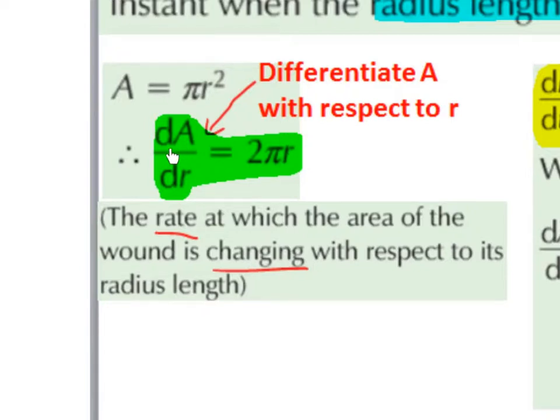So this is the derivative of the area. It also happens to be the circumference of a circle. And this is the rate at which the area of the wound is changing with respect to its radius length. So this is the rate of change. The derivative of the area is the rate of change of the area.